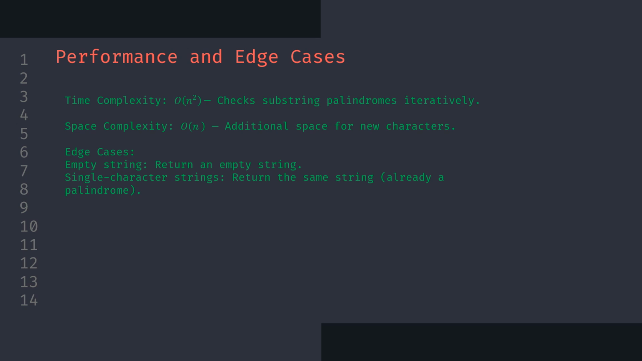Edge cases. An empty string should return an empty string because it's trivially a palindrome. A single character string should return the string itself, as it's already a palindrome. Understanding these nuances is critical for applying the solution in a real-world solution.